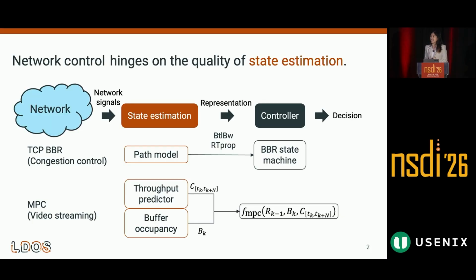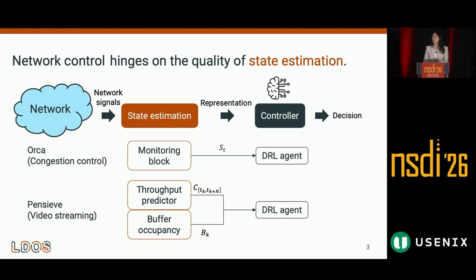In all these cases, the quality of network control actually hinges on the quality of state estimation. And today, there has been a lot of recent work that has tried to improve network control by using machine learning. In these systems, the main idea is to replace the controller logic with a learned model. For example, learned controllers like Orca and Pensieve replace the controller with a deep reinforcement learning agent. However, the state estimation here is still relying on manual feature engineering.